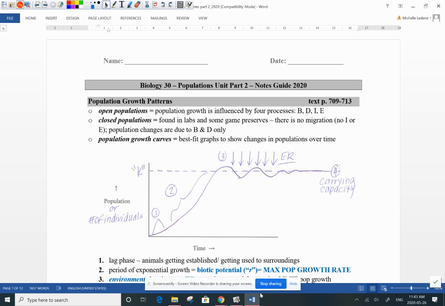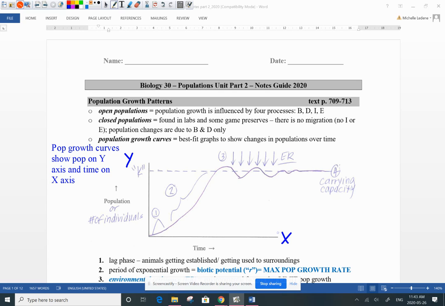Today's topic is population growth and population growth curves. So you can read your textbook, and I've got lots of videos up for this week as well, looking at how a population changes. How does it grow? And a growth curve is going to show you the population on the y-axis as opposed to the time on the x-axis.